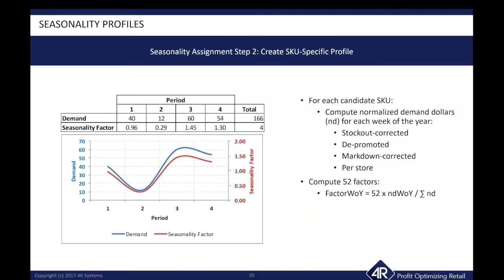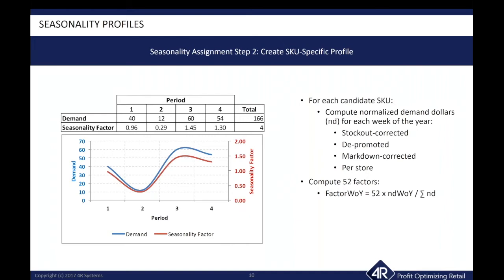So once the candidate SKUs have been identified, the second step in the seasonality assignment process is creating the SKU-specific profiles. So for each candidate SKU, we first determine the normalized demand dollars for each week of the year. Normalizing the demand means that the demand is stock out corrected, depromoted, and markdown corrected at the store level. We then use this normalized demand to calculate the seasonality factors for that SKU.